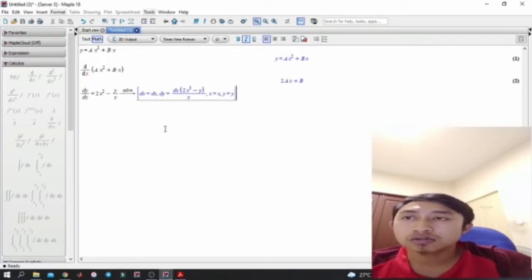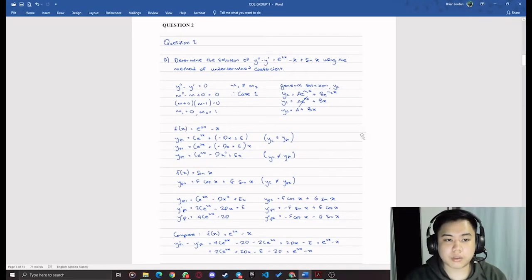Okay, so next is question 2. The question is to determine the solution of y double prime minus y prime equal to e to the x minus x plus sin x, using the method of undetermined coefficients. The equation given is a non-homogeneous equation. The first step is to make f(x) equal to 0 so that it becomes a quadratic equation, and when we solve it, m1 is equal to 0 and m2 is equal to 1.